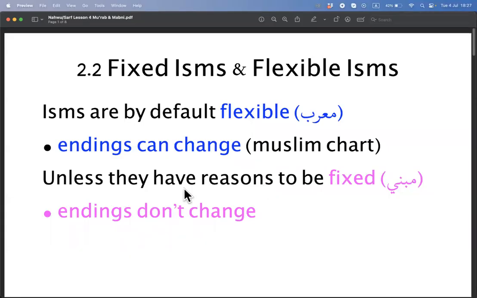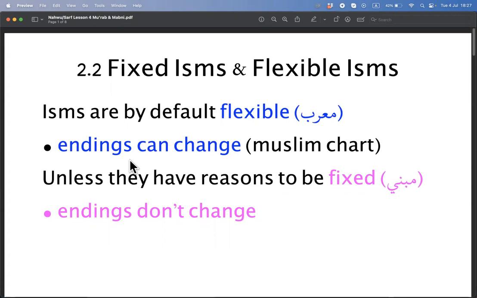Okay, so we continue with the next topic, which is Mu'rab and Mabni. When we talk about status, there are a few things to talk about. There's one thing that I purposely brought forward to now, about the flexibility.